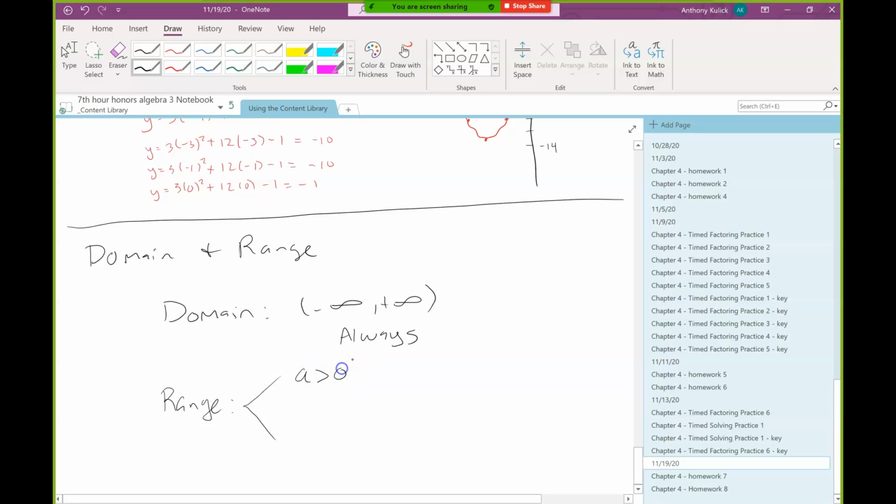So if the parabola opens up, that is, that leading coefficient is positive, the a value is positive, we go from the y-coordinate of the vertex up to positive infinity. Notice that the y-coordinate of the vertex has a bracket on it as opposed to a parenthesis. And then if the parabola opens down, we'll go from negative infinity up to the y-coordinate of the vertex.